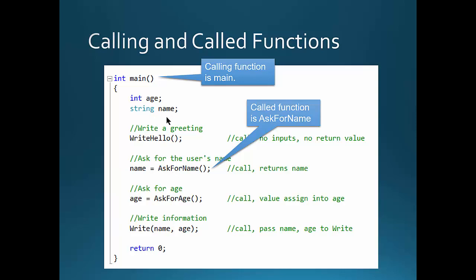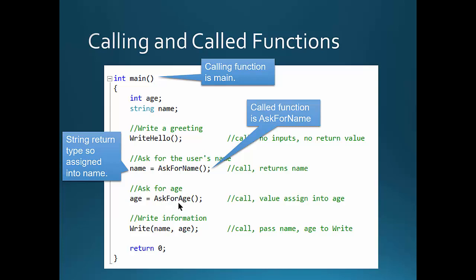Now, note that the name of this string is name here, but the names inside of main have nothing to do with the names used inside of your function. The function has its own memory space, and so what's declared in main has nothing to do with what's declared inside the function. So name inside of main is getting the value that's output from ask for name. Also note that the return type of ask for name was string, and therefore the variable we put its result into also has to be a string.